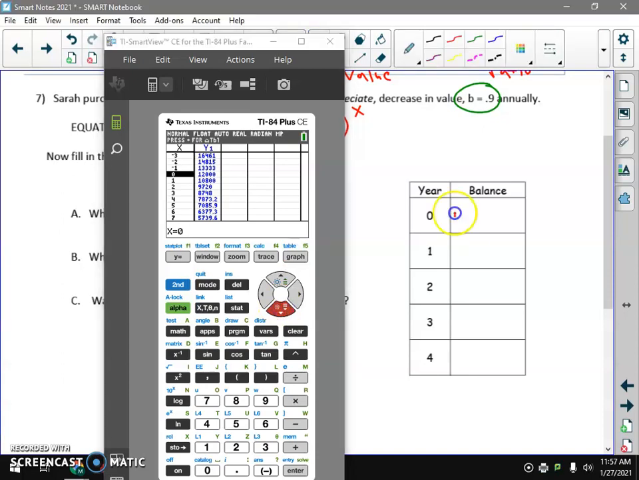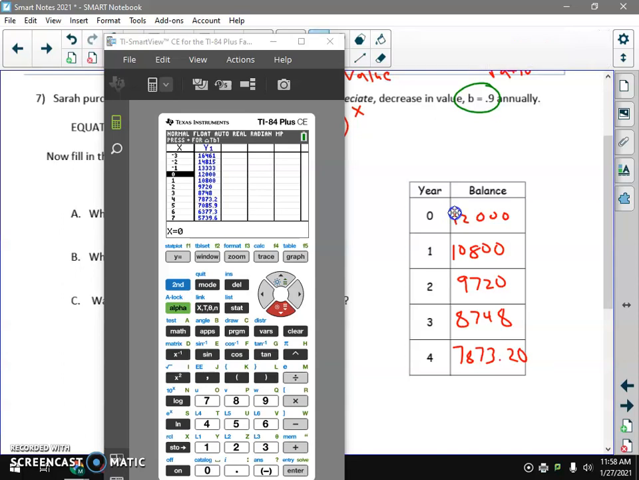$12,000, just what we expected. How much we bought it for. Year 1, it's worth $10,800. Year 2, it's worth $9,720. Year 3, it's worth $8,748. And year 4, it's all the way down to $7,873.20. If you want to put a 0 there, you can.